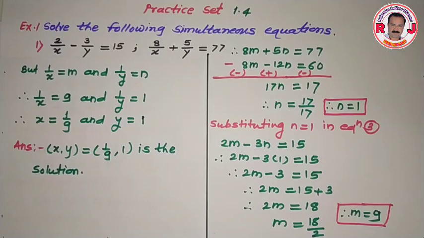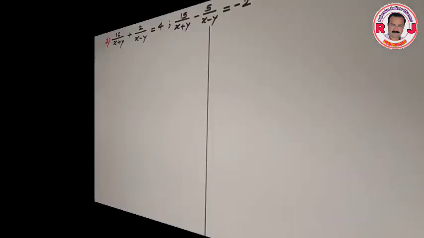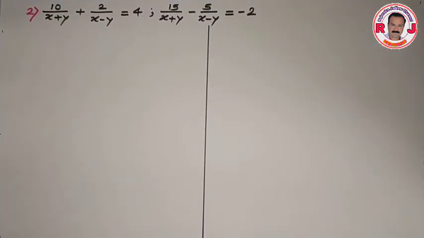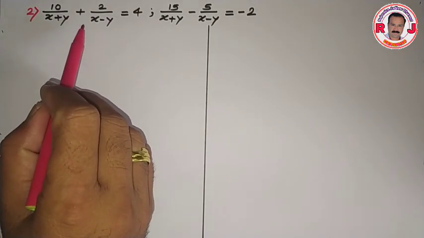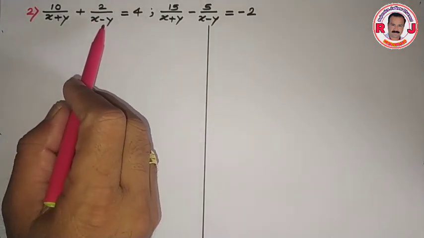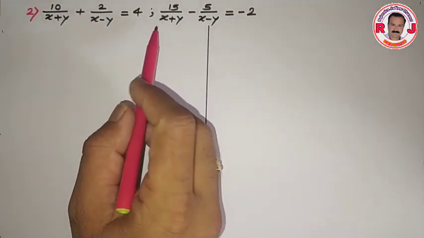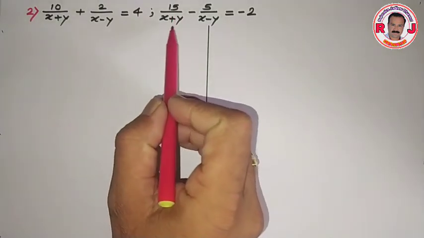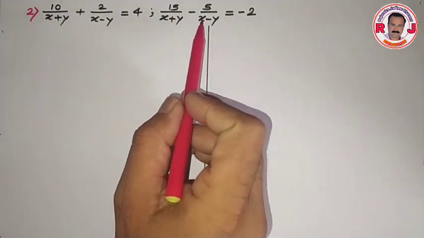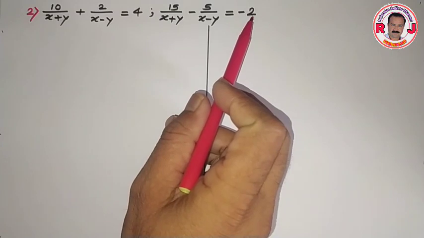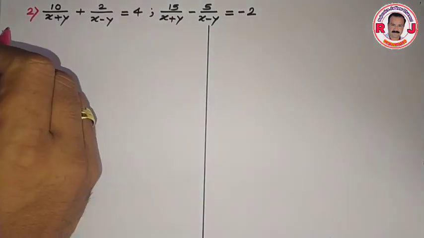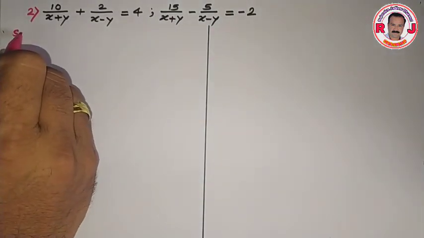अशा पद्धतीने हे आपल्याला एक सामायिक समीकरण सोडवता येईल. See the next example number 2. 10 upon x plus y plus 2 upon x minus y is equal to 4. Second equation 15 upon x plus y minus 5 upon x minus y is equal to -2. First write down this equation.